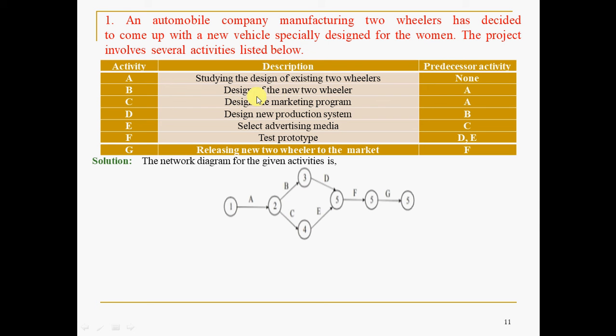What is B? Design of two-wheeler as well as design the marketing program. So these two are independent departments, no. Design of the new two-wheeler, it is a design department, it is marketing department. Hence simultaneously you can take B, C, and D, E also you can take parallelly or concurrently.